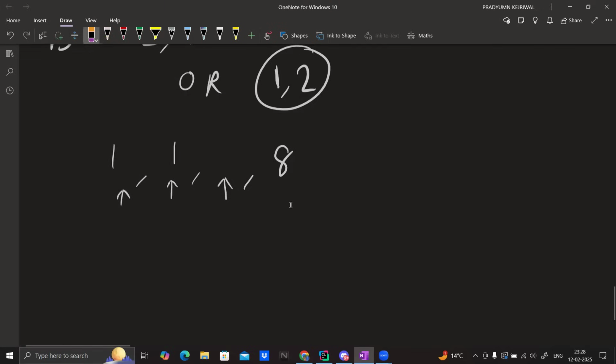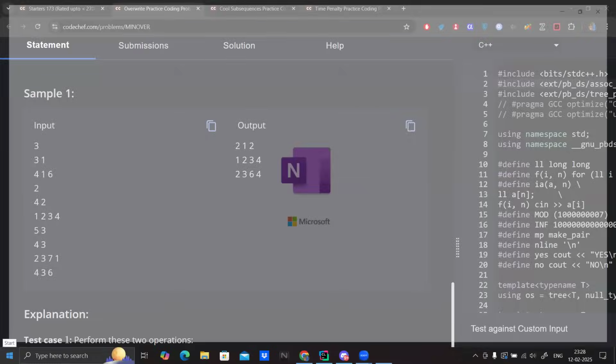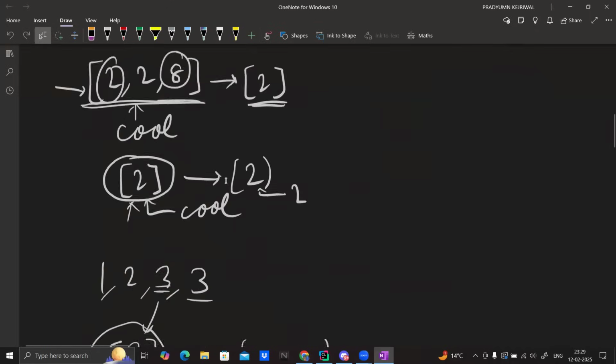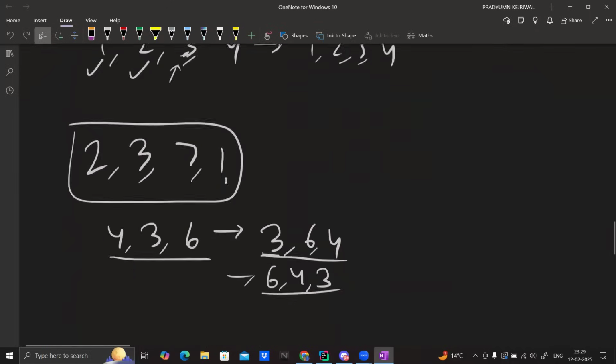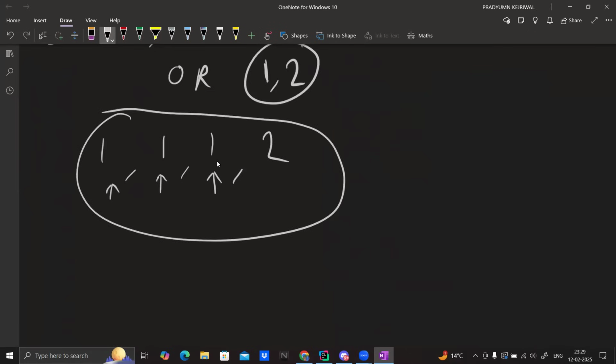Somehow this is not working. I'll just troubleshoot that. Okay. Now it is working. Yeah. So if I put 1, 2 here, now what I'll do, I'll put 1, 2 here. Okay. So the final array becomes like this.